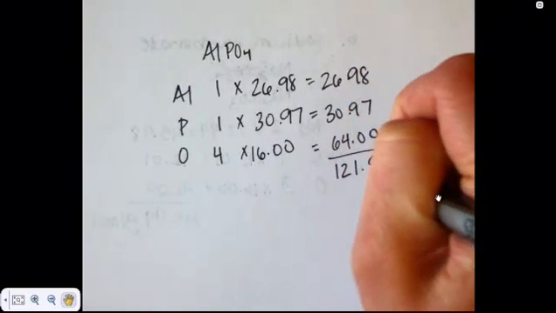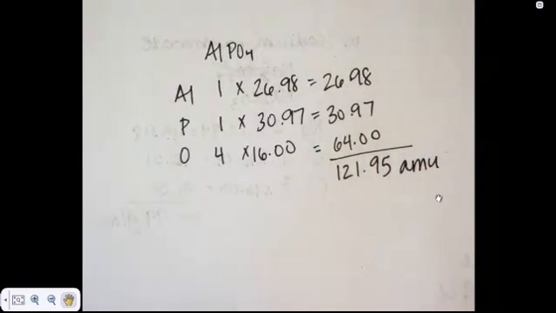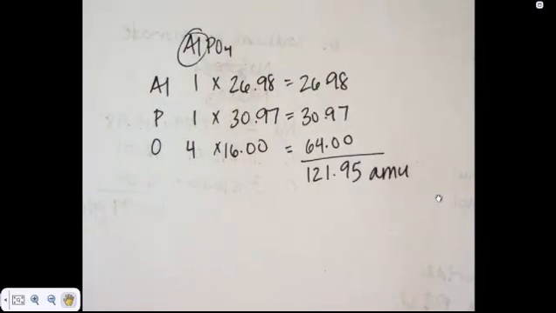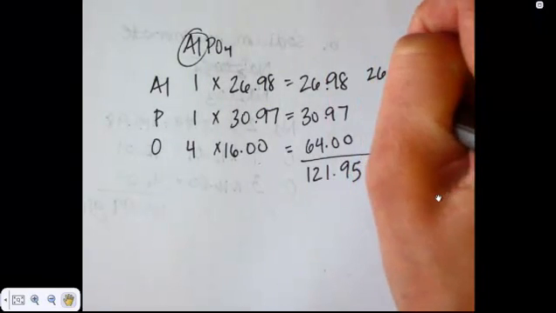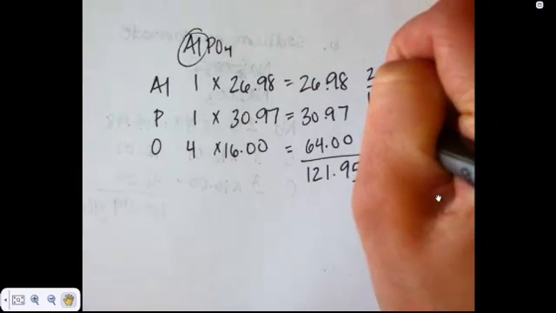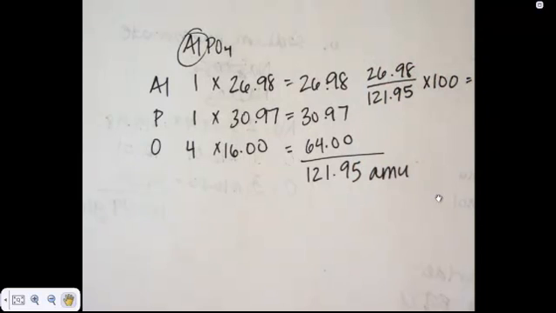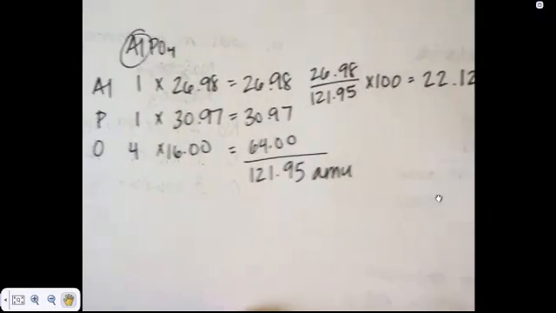And we get 121.95 grams per mole, or AMU. And now we're only interested in the aluminum. So I'm going to calculate the percent composition of just the aluminum. 26.98 divided by 121.95 times 100. And I get 22.12% aluminum.